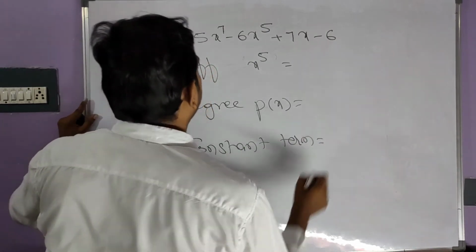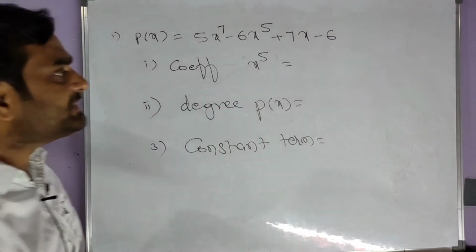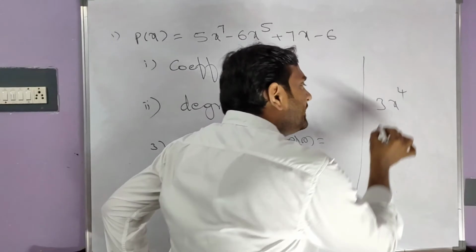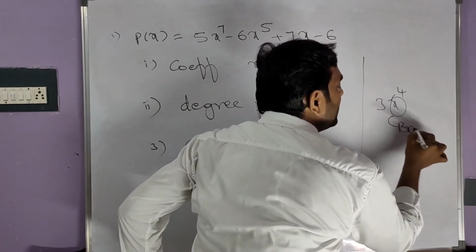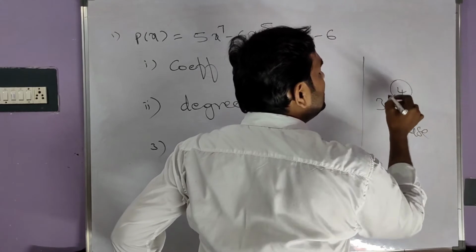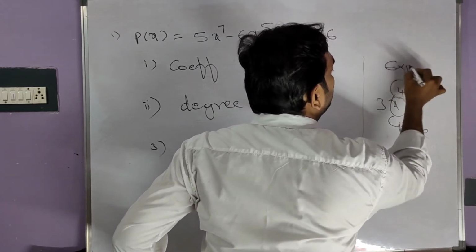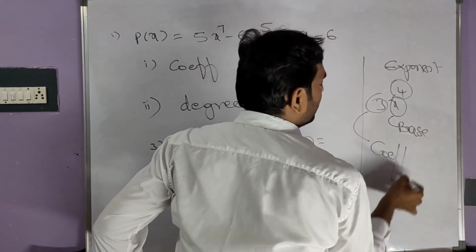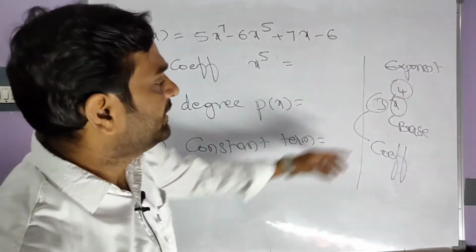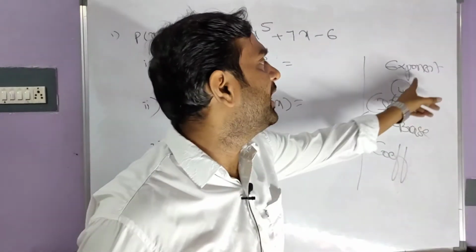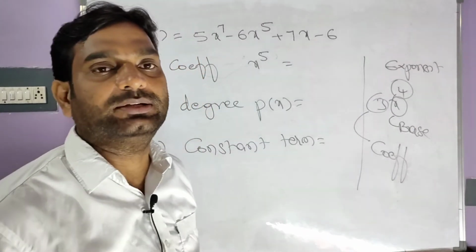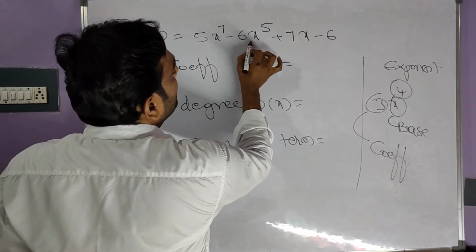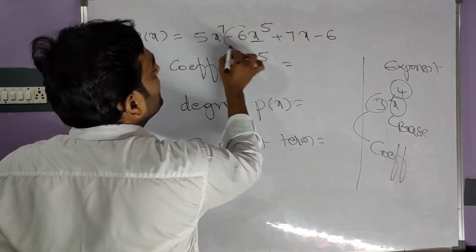Listen. What is the coefficient of x power 5? If you are given 3x power 4, here x is called the base and 4 is called the exponent and 3 is the coefficient. 3 is the coefficient, x is the base and this one is the exponent. Now coming to what is the coefficient of x power 5? Coefficient is nothing but the number before x power 5. What is that? Minus 6.